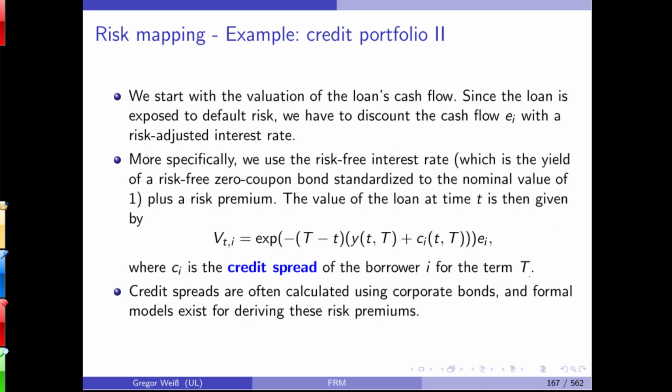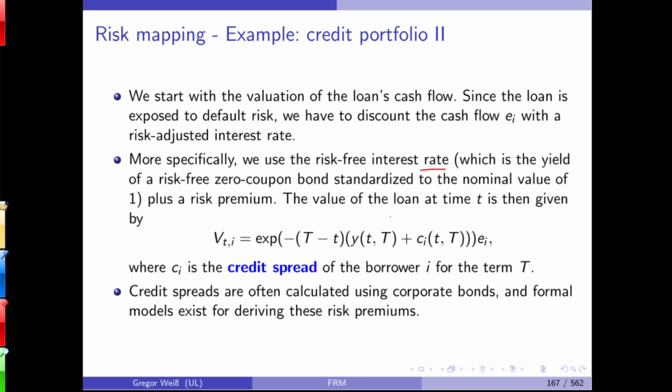Now we start with the evaluation of the loan's cash flow. Since the loan is exposed to default risk, we have to discount the cash flow, E_i, with a risk-adjusted interest rate. Not just the risk-free rate, but the risk of the loan is higher than the risk-free investment. More specifically, we use the risk-free interest rate, which is the yield of a risk-free zero coupon bond standardized to the notional value of 1. Remember this. We use standardized zero bonds. Then the yield on a standardized zero bond with a notional of 1 is the discount factor.